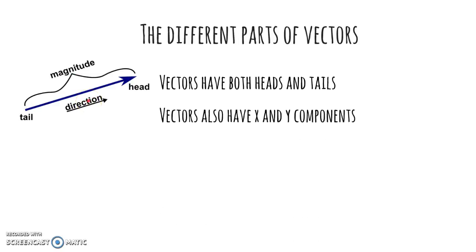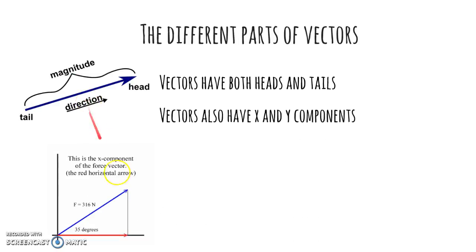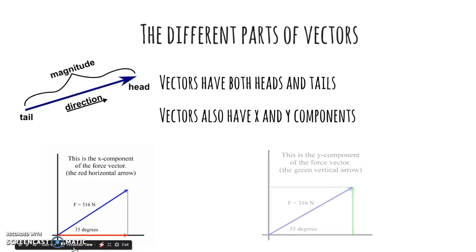So now they also have x and y components. So the x component is how it moves horizontally. As we see here, it's represented by this red arrow down at the bottom. That would be its horizontal component, or the x component. Now the y component, represented here by the green vertical arrow, is how it moves vertically. So the change in the vertical from the beginning to the end.